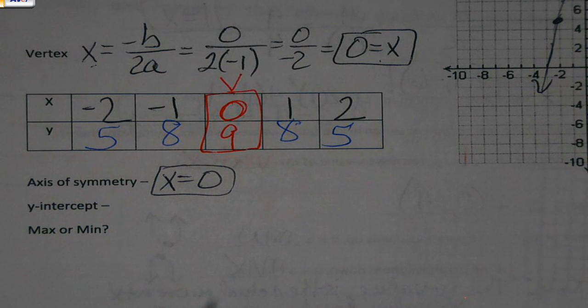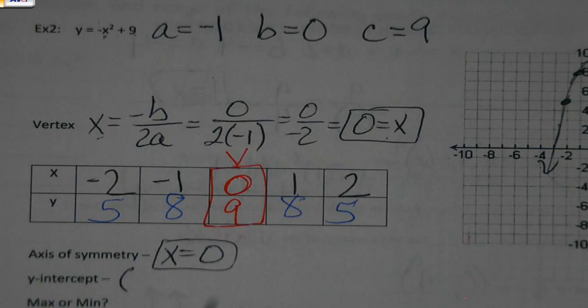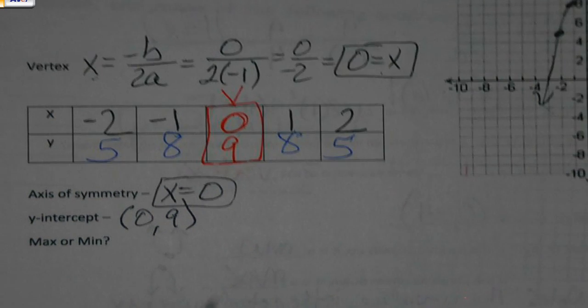Are there any of these problems that end without infinite arrows? Like no points, ever? No. Now with quadratics, no. Quadratics grow infinitely. My y-intercept, again, is going to be 0 and my c value. 0, 9, and I saw that on the graph.